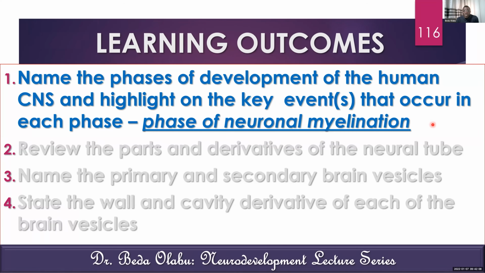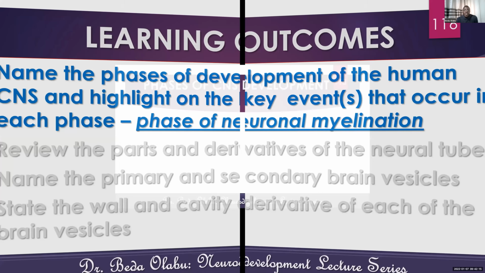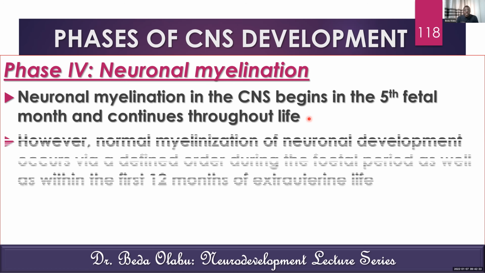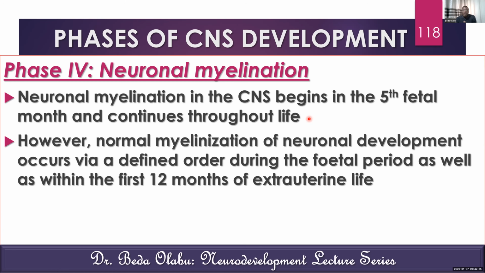But let's talk about now the phase of neuronal myelination. This is the fourth phase, neuronal myelination. Neuronal myelination in the central nervous system begins around the 5th month of fetal life and basically continues throughout life. However, the myelination of embryonic development of the brain occurs in a defined order.